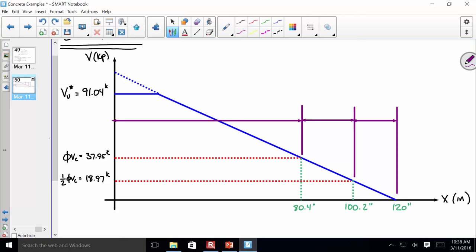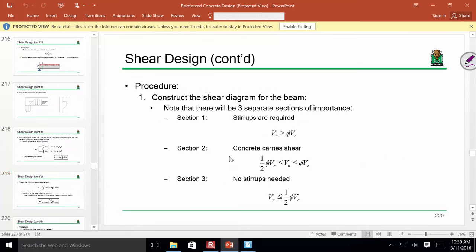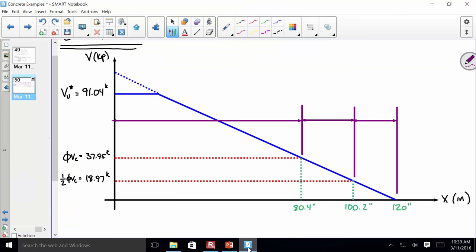Okay. Now, if you don't mind, let me go back to something real quick. If you recall in our procedure, we need to define three regions of our shear diagram, where the stirrups are required, where the concrete carries shear, and where no stirrups are required at all. So if I go to my shear diagram, what's going on in this region here on the right? Do I need any stirrups there? No, because the shear is less than this. So I'll put here, no stirrups required.